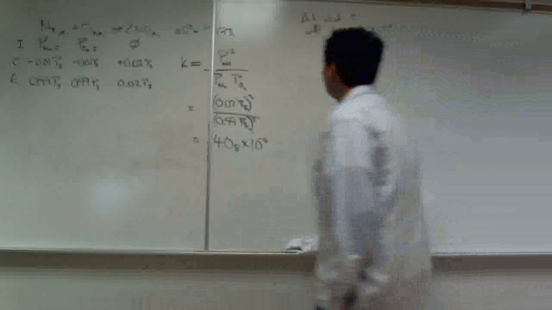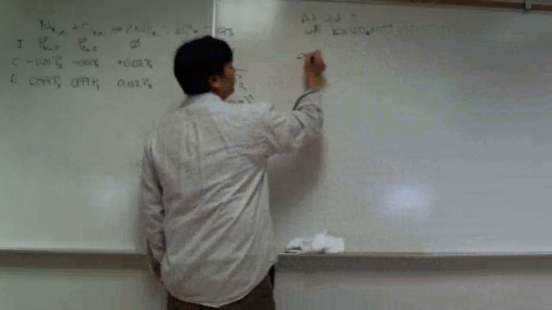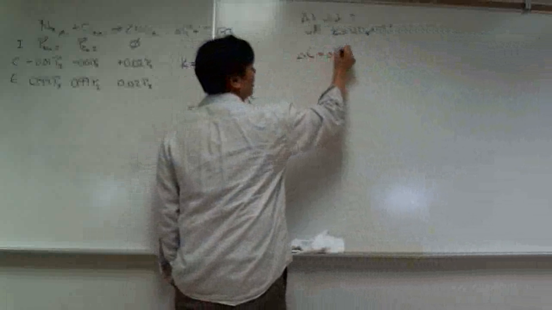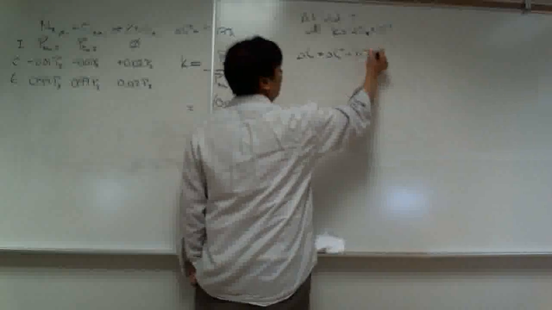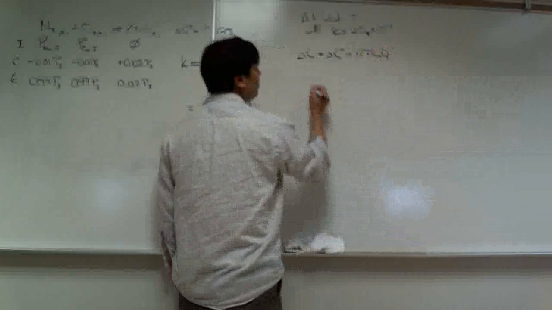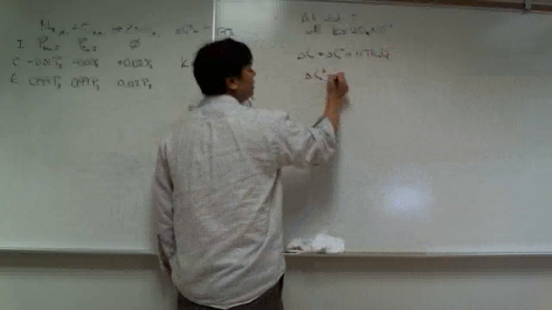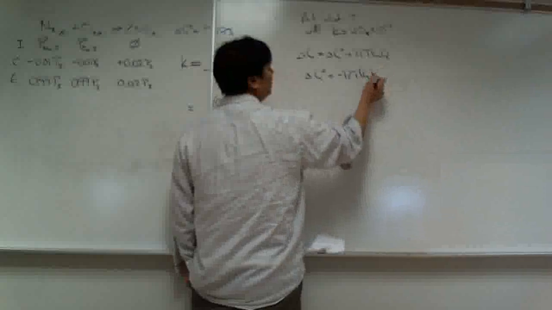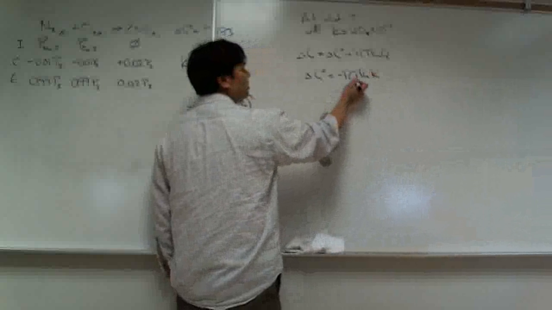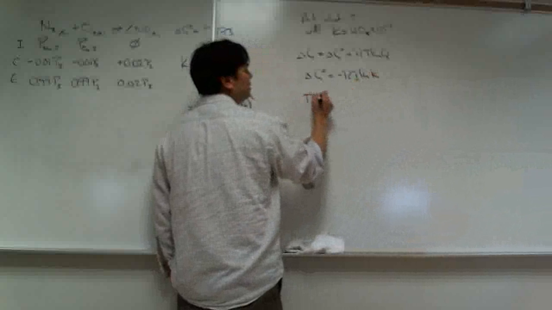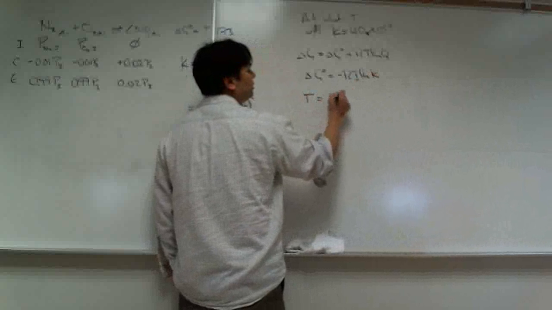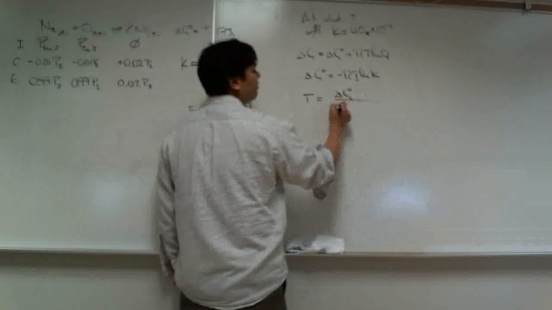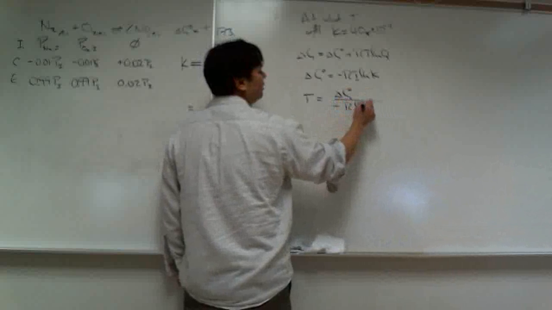And so we go back through our equations and we look. Delta G is equal to delta G naught plus RT ln Q. We have this one. We have delta G naught is equal to minus RT ln K. Well, this looks like the right equation. So we'll solve this one for T. T is equal to delta G naught divided by minus R ln K.